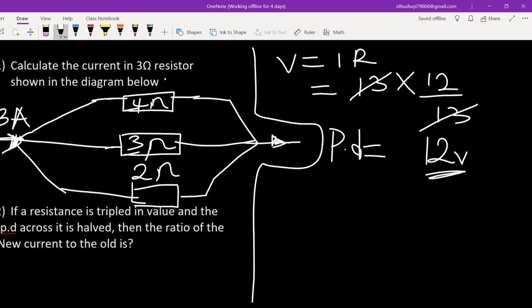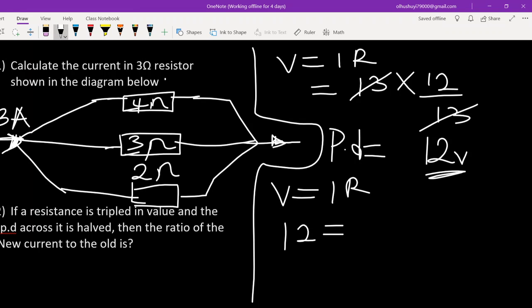The potential difference is equal to 12 volts. Now, let's look at the current that flows through this 3 ohms resistor alone. Since V is equal to IR again, we are looking for the current. Our voltage is 12, so 12 will be equal to what? The resistance, we don't know, so just make I the subject of the formula.